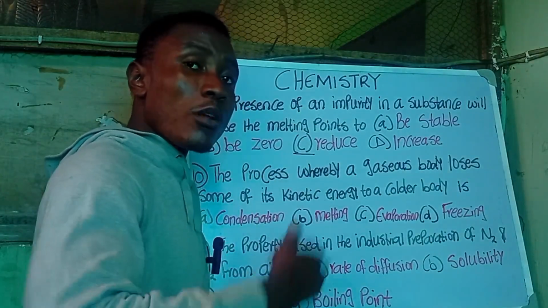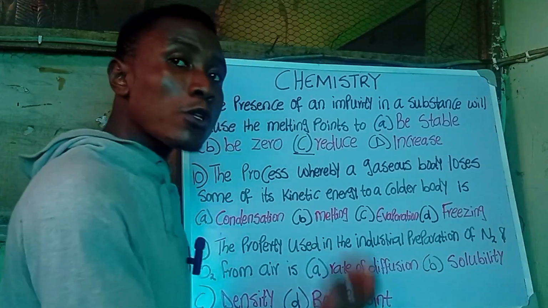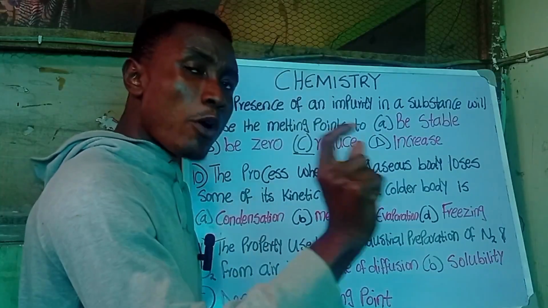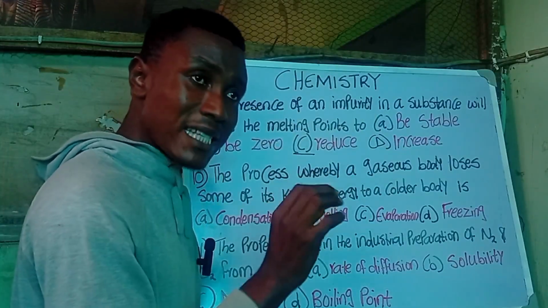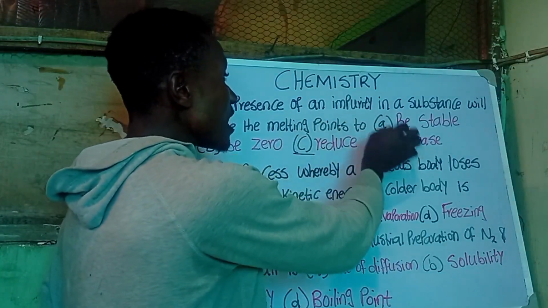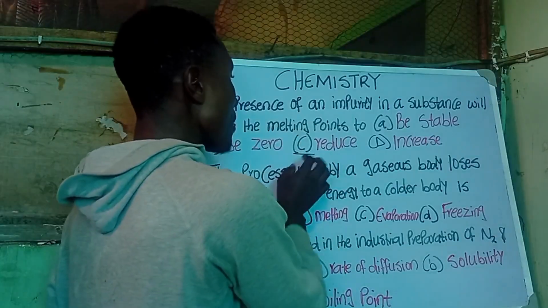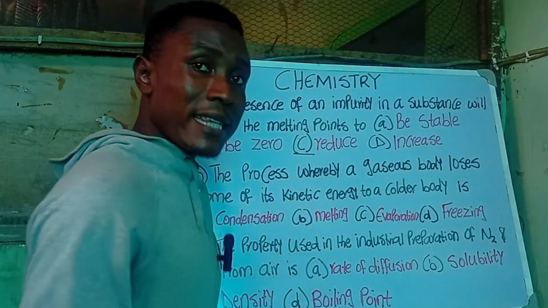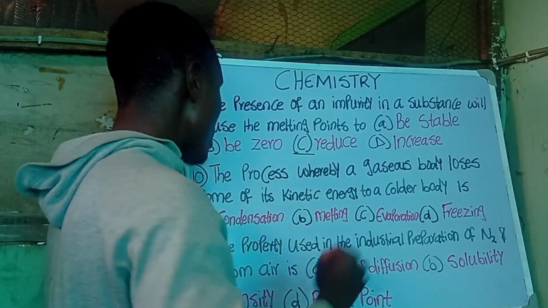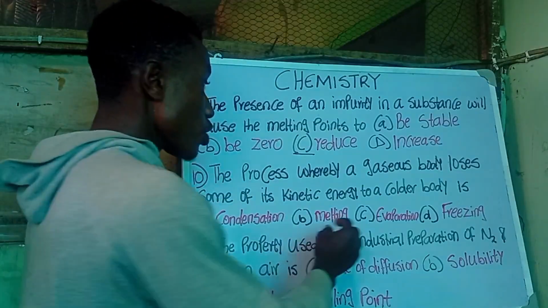Impurities increase the boiling point and reduce the melting point. Please take note. Impurities increase the boiling point of a substance and reduce the melting point. So the presence of impurity in a substance will cause the melting point to reduce.